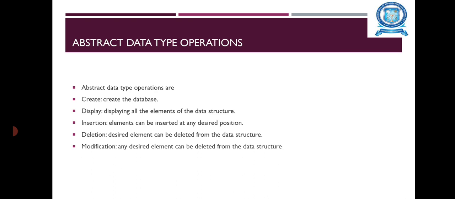These are the operations involved in the abstract data type. The first one is create. It is used to create a database. Next one is display. This operation is used to display all the elements of the data structure. Next one is insert. This operation is used to insert elements at any desired position. Then next one is deletion. This can be used to delete a particular desired element from the data structure. Then next one is modification. Any desired element can be modified in the data structure.